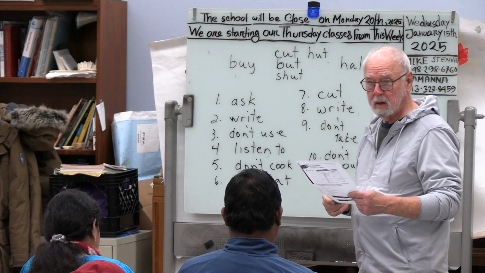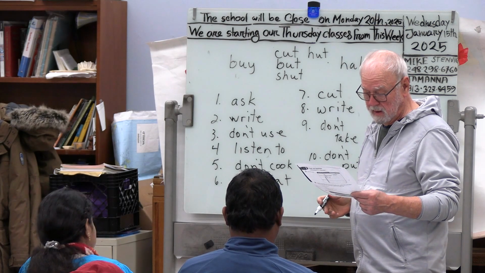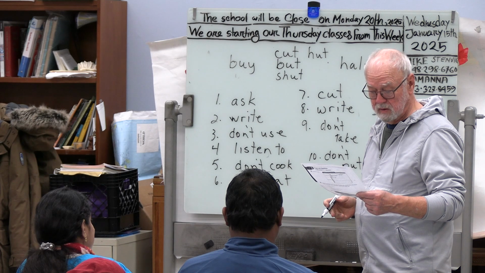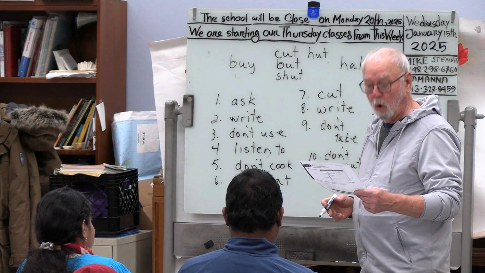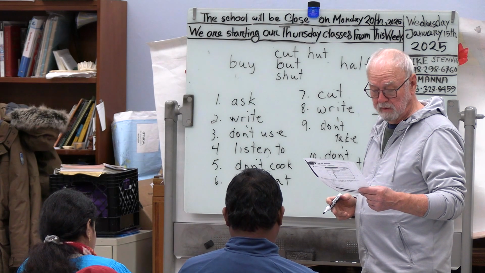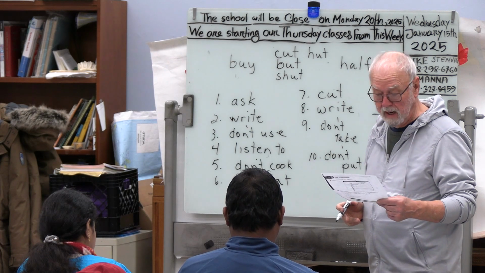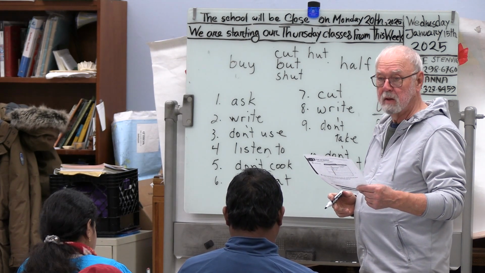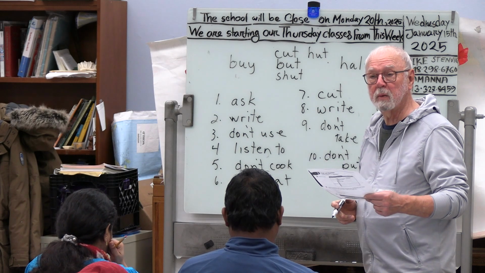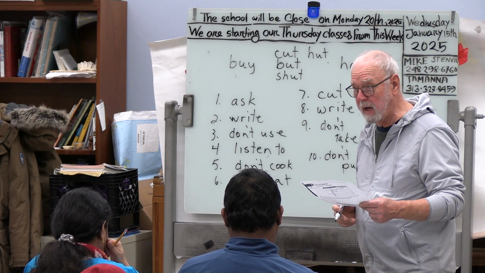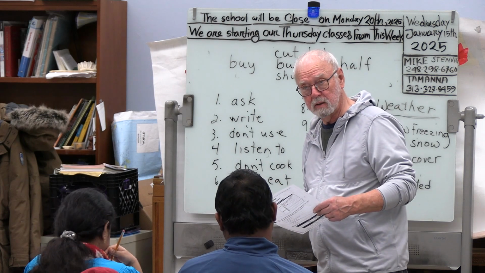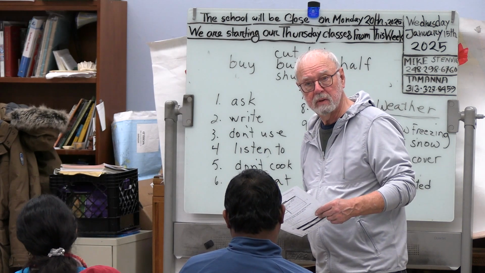Next one, Yvonne. Buy the food. And notice it says negative. Good. Don't buy. Number 5 should be don't buy. You see it? It wants you to use the word buy, but the negative, which is don't buy or do not buy.